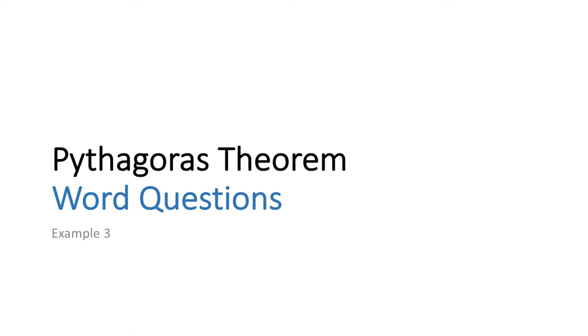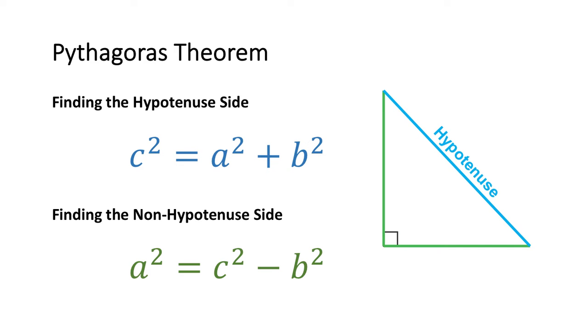In this video, we're going to have a look at using Pythagoras to be able to answer a word question. So before we get stuck into having a look at the example, just remembering the two formulas that we use: c squared equals a squared plus b squared when we're trying to find the hypotenuse side of the right angle triangle. So the side that is opposite the right angle.